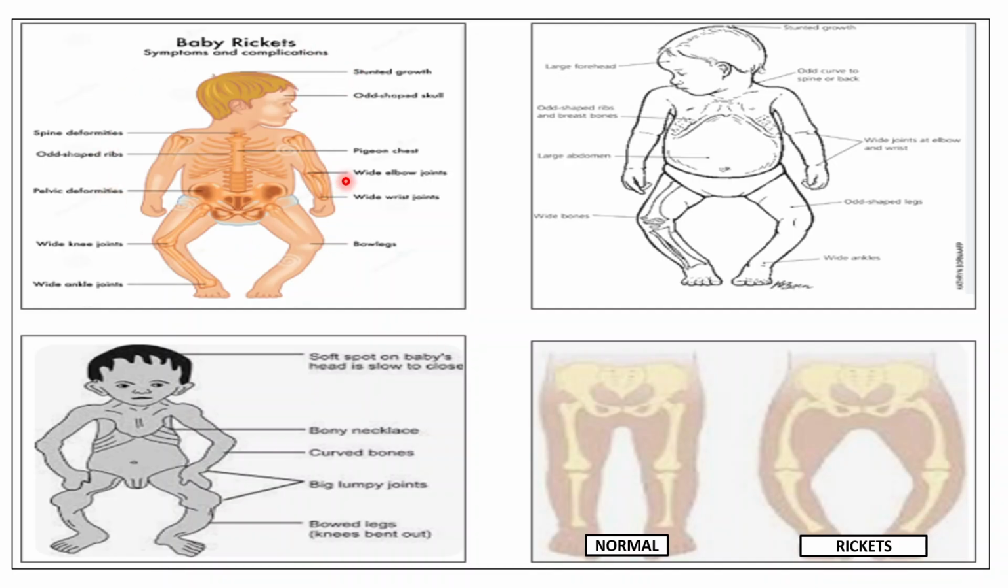ये सब वही रिकेट्स के फीचर्स हैं. बोनी नेकलेस टाइप का ये रैकेटिक रोजरी दिखाई पड़ रहा है और यहाँ पर बोइंग ऑफ द लेग्स, बोइंग ऑफ द आर्म्स है, अपर आर्म्स. ये नॉर्मल बोन्स दिखाई पड़ रही हैं और ये रिकेट्स चाइल्ड की बोन्स दिखाई पड़ रही हैं, बोइंग लाइक दैट.